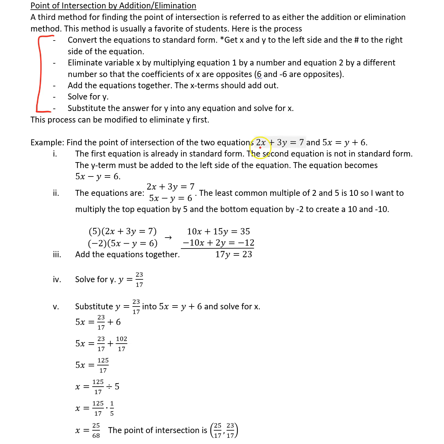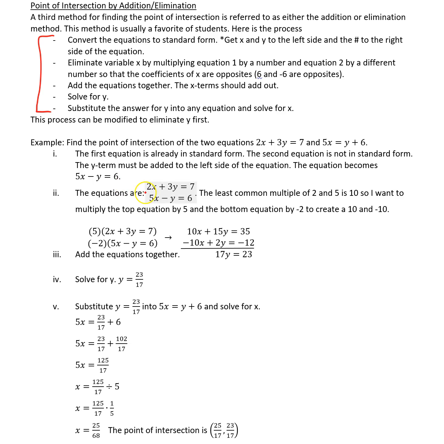The very first equation is already in standard form. The x term is first, then there's a y term, an equal sign, and the constant of 7. The second equation is not in standard form. We can see that the y term is on the right-hand side and it needs to be moved over to the left. We'll do that by subtracting the y. So the second equation becomes 5x minus y equals 6.